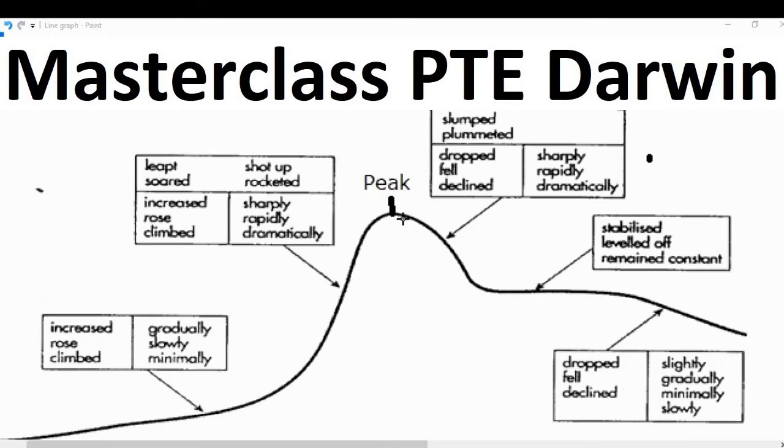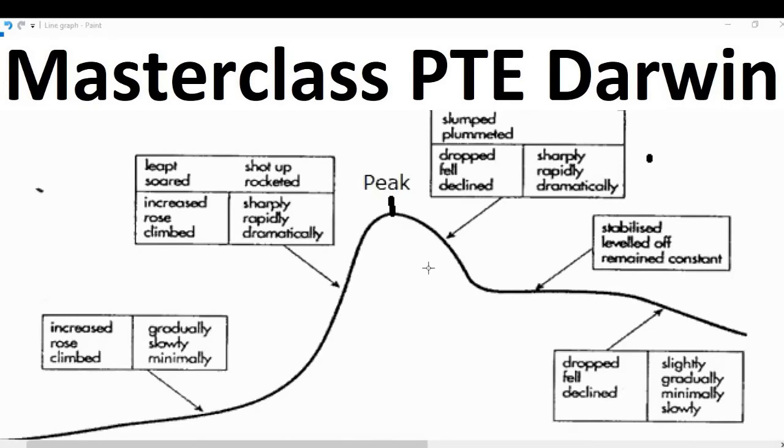And when it reaches the highest point, that's called the peak. And when it's going down, we can say drop, fall or decline. And how is it going down? Sharply, that means a big change. When there is a big change, we can say sharply, and there are other words like rapidly or dramatically. And when there is a flat line, no change happening, then we can say stabilized, remained constant, leveled off. And when there is a decline but a very little decline, you can say dropped slightly, fell gradually, declined minimally or slowly. Okay, so these are the things that we'll require to describe our line graph.